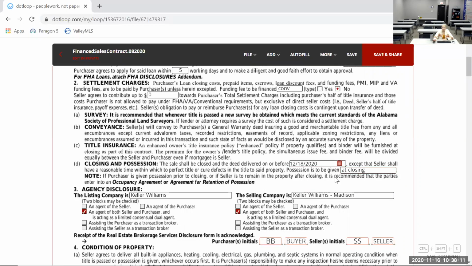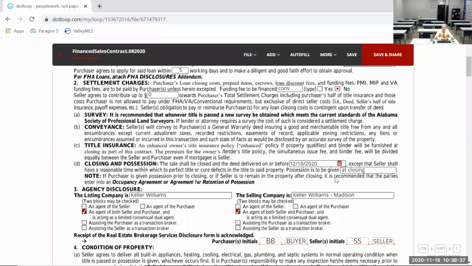Also, here in Alabama, possession is given at closing. So in other states, you will have possession given to the purchaser 5-7 days after closing. Here in Alabama, possession is given at closing unless you have an occupancy agreement or a retention of possession. We can go over both of those in contracts too.